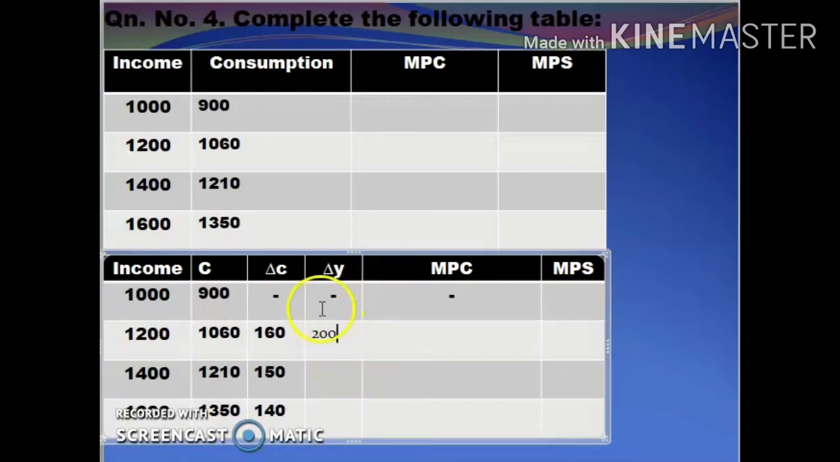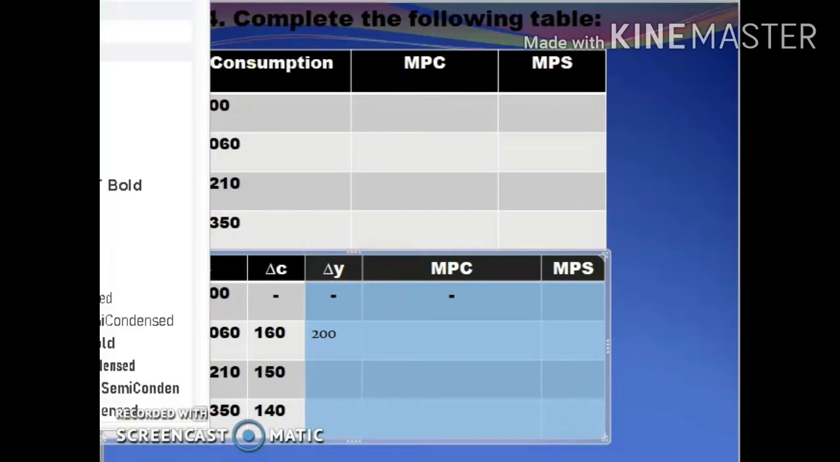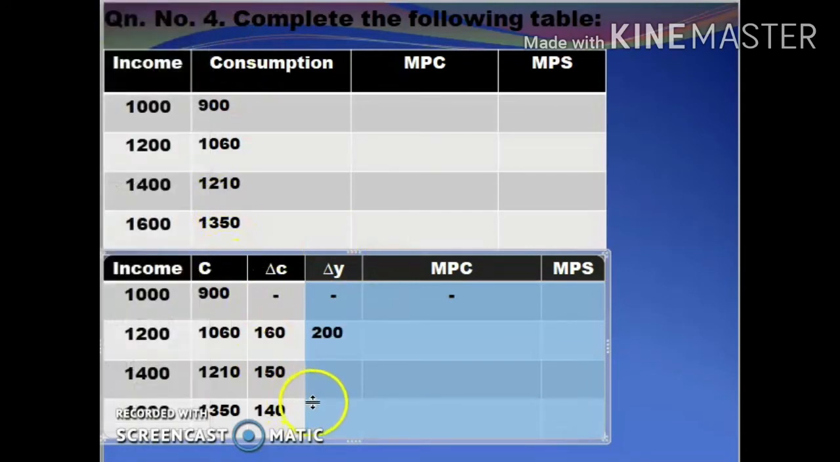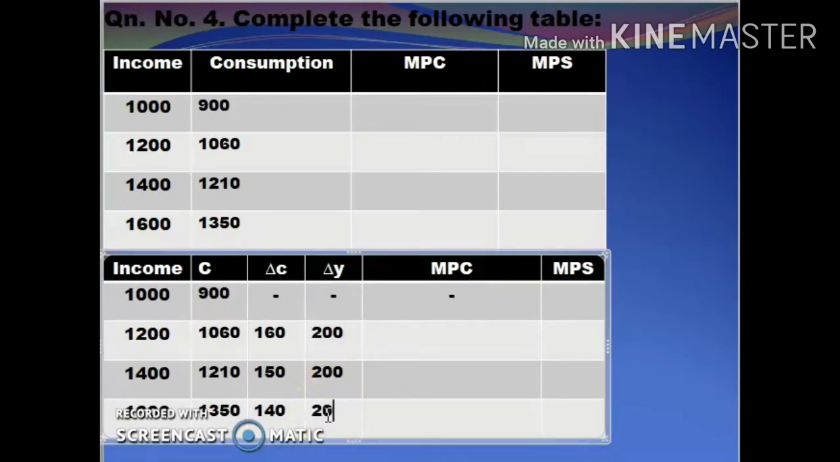Next, delta Y. How will you find delta Y? It is the difference between the current and the previous value. The first answer is 200. It is increasing at a constant rate, so it is 200 itself. Next is MPC.